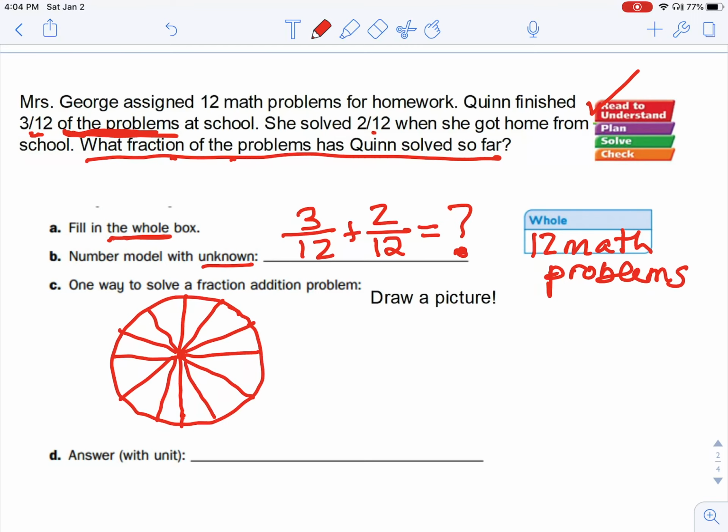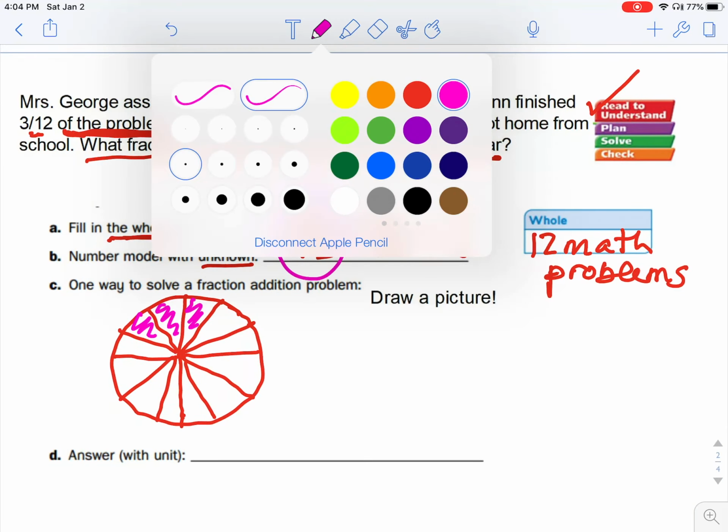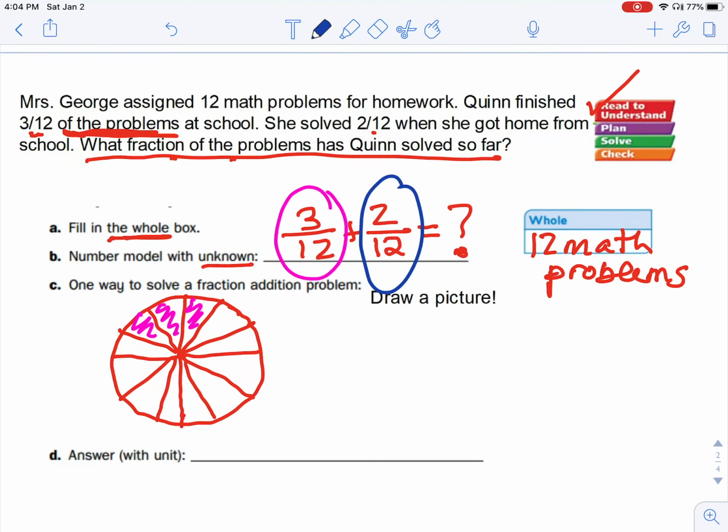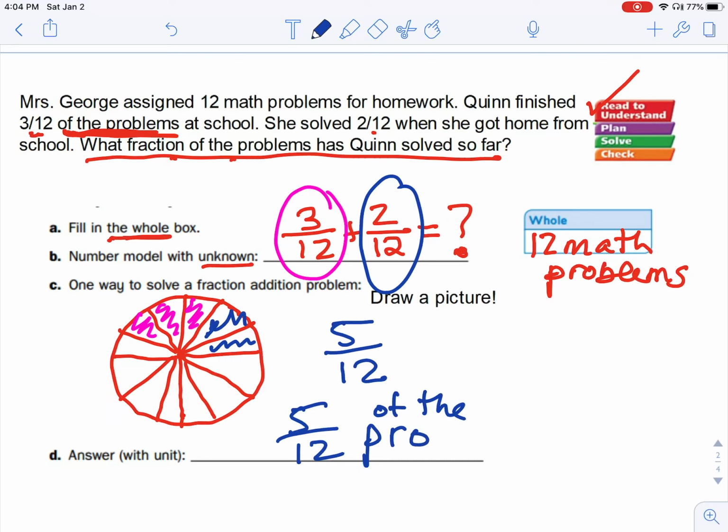Okay, so now if I am thinking through this problem, I had 3 12ths, so I'll shade in 3 of the 12ths. And then I had 2 more 12ths, so I'll shade in 2 more of the 12ths. If you don't have different colors at home, that's okay. I'm just doing that for your benefit, but in your notes, you could just use a pencil. That's all right. And now I can see that I've shaded in a total of how many 12ths? 5 12ths. So my answer is that she's done 5 12ths of the problems.